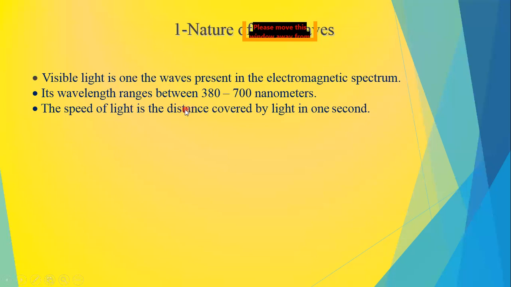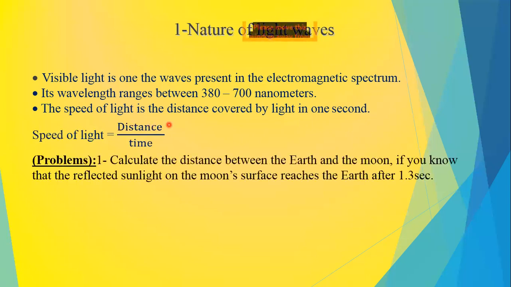طب the speed of light is the distance covered by light in 1 second. The speed of anything, like the speed of a car, is the distance covered by a car in 1 second او in 1 hour, the unit time. طيب يبقى the speed of light equal distance على التايم. An example problem: calculate the distance between Earth and the Moon if you know that the reflected sunlight on the Moon surface reaches the Earth after 1.3 seconds.